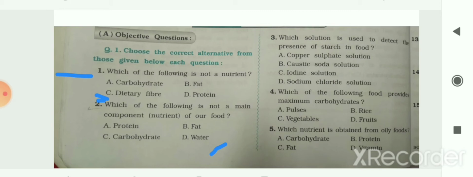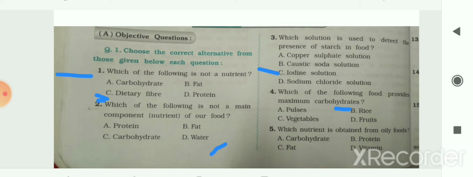The next question, which solution is used to detect the presence of starch in food? Option is given to you: copper sulfate solution, caustic soda solution, iodine solution and sodium chloride solution. So the answer is iodine solution. To detect the presence of starch, we need iodine solution. The next is, which of the following food provides maximum carbohydrates? Pulses, rice, vegetables or fruits? So your answer is rice. Rice provides us maximum carbohydrates.